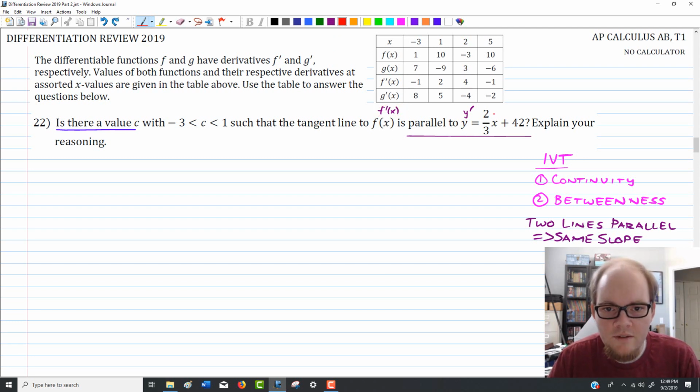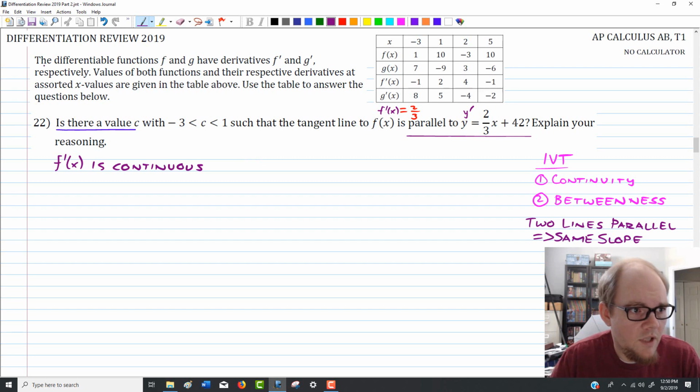So I'm imagining, since the derivative of y is just equal to 2/3, what I want is to guarantee that f prime of x is equal to 2/3 somewhere in that interval. So let's start with some of the ingredients here. First, our question is: is f prime of x continuous? And can we guarantee that? Well, the answer is yes.